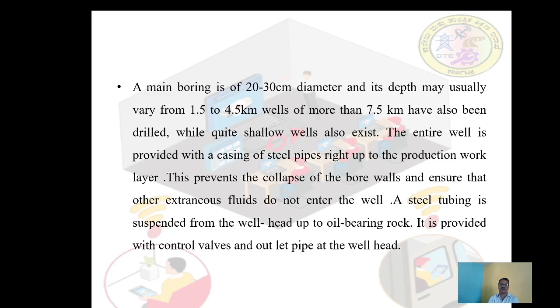The entire well is provided with a casing of steel pipe right up to the production work layer. This prevents the collapse of the bore wall and ensures that other extraneous fluids do not enter the well. A steel tubing is suspended from the wellhead up to the oil bearing rock. It is provided with control valves and outlet pipes at the wellhead.